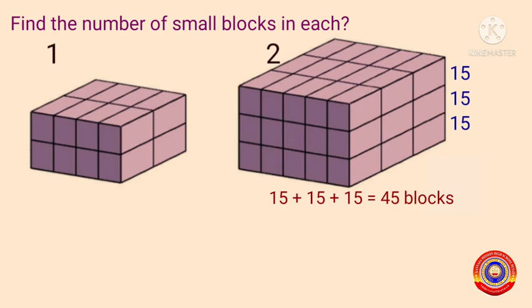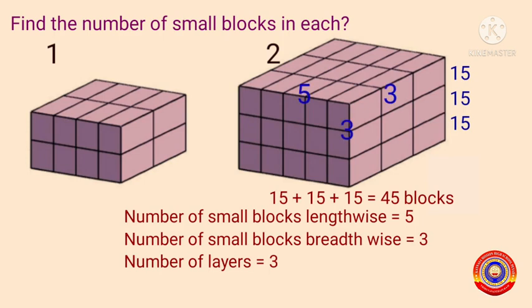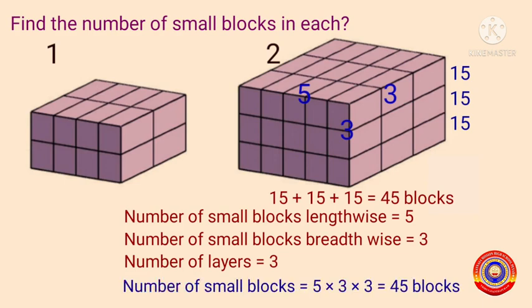Then in the second rectangular block, the number of small blocks lengthwise is equal to 5. The number of small blocks breadthwise is equal to 3. And the number of layers is equal to 3. Therefore, the number of small blocks is equal to 5 into 3 into 3. That is equal to 45 blocks. Is it clear for you?